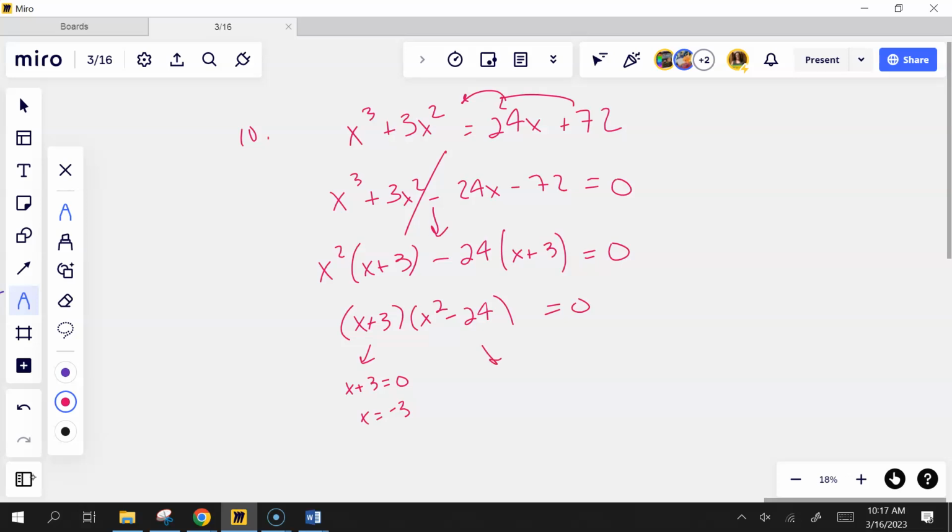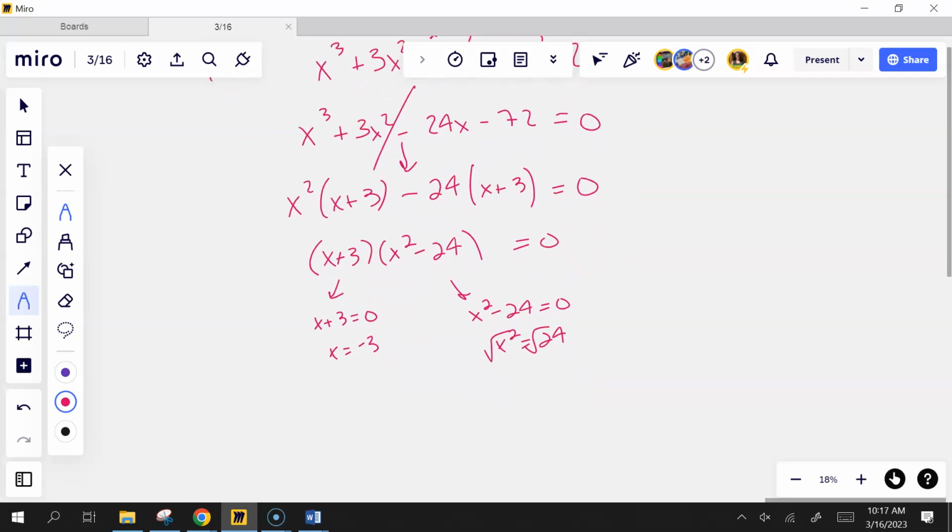Negative 3. I can do the square root. 4 and 6. So plus or minus 2 root 3.